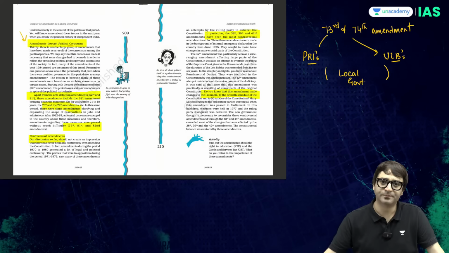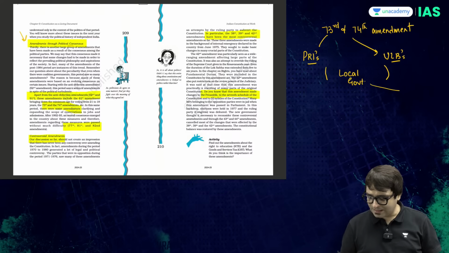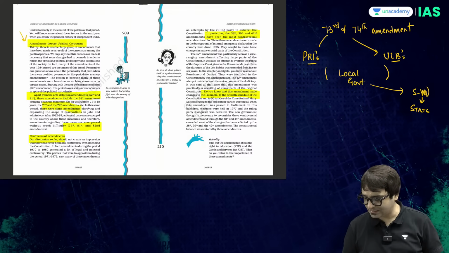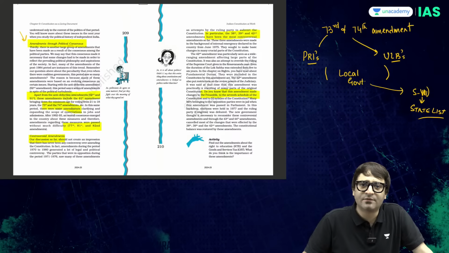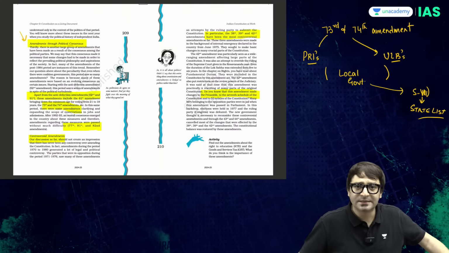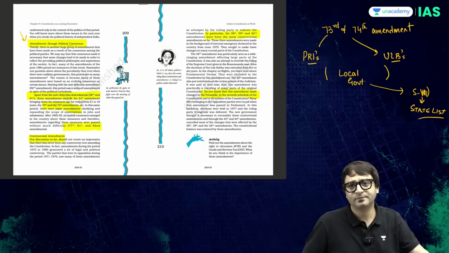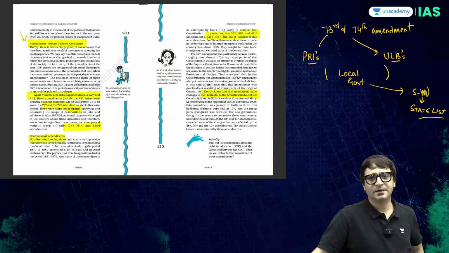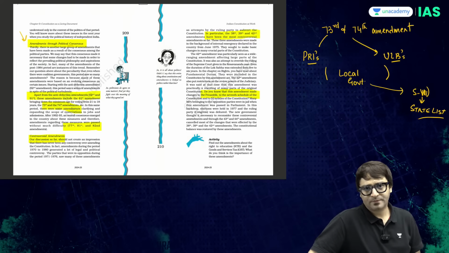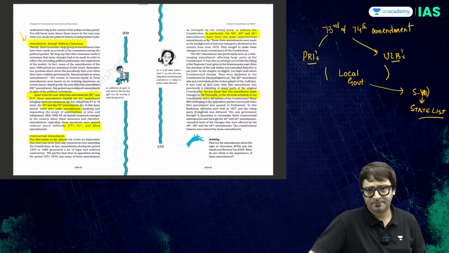Listen to me carefully. Local government, in the distribution of powers under Schedule 7, comes under the state list. Sir, what does that mean? That means on local government, who has the power to make laws? The state legislature. But when Panchayati Raj institutions were established, they were not empowered. Elections were held, but then the panchayats were dissolved and no further election was conducted.